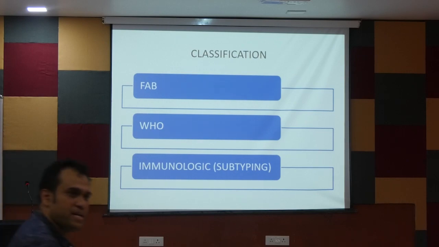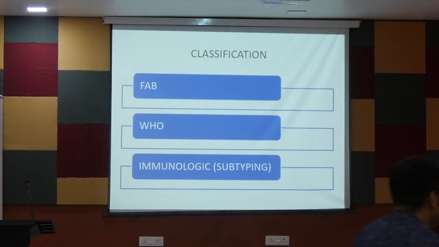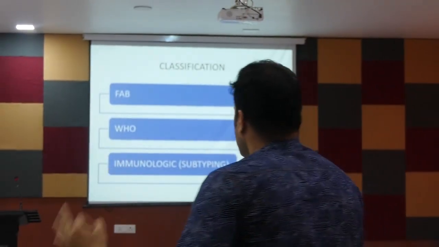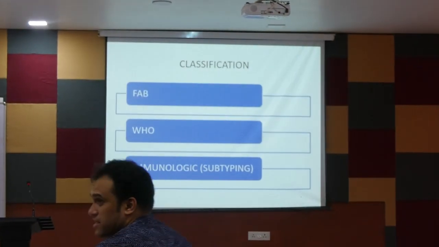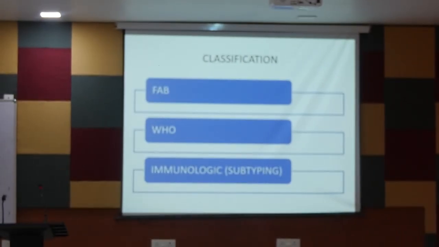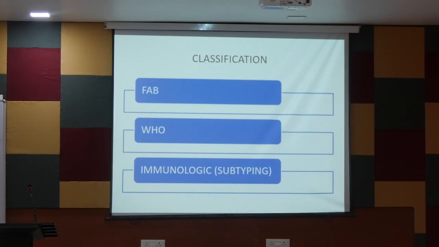One is FAB: French, American, and British classification. Number 2 is WHO, World Health Organization. Number 3 is immunological classification. Immunological classification is not exactly a classification, but rather subtyping the B lymphocytes, the B-ALL and T-ALL, and I'll be discussing the B-ALL over here because that is around 80%.